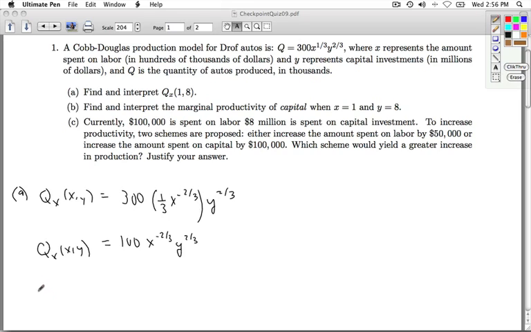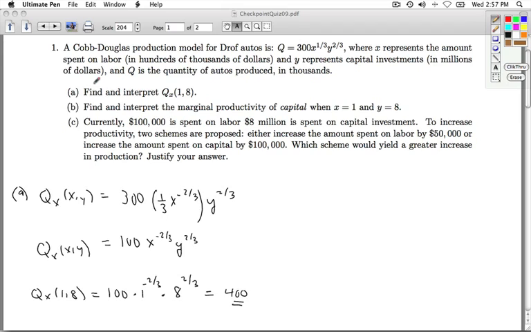I want to know Q_x at (1, 8). So everywhere I see an x, I'll substitute 1. Everywhere I see a y, I'll substitute 8. 1 to any power is 1. 8 to the 2/3. So we have to think back to algebra. This third here is a cube root. So the cube root of 8 is 2. 2 then squared is 4. So I get 4 times 100, I get 400.